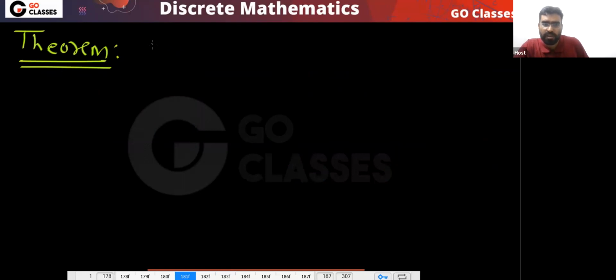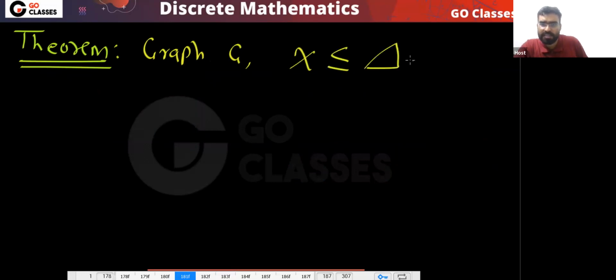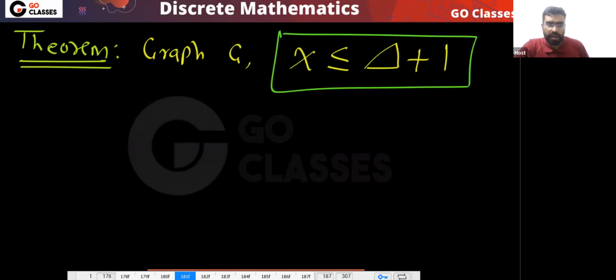This was the theorem that if you have a graph G, then the chromatic number will be less than or equal to the maximum degree plus 1. Okay, this is the theorem. And the graph can be anything, any graph, need not be a star graph. For every graph, the chromatic number will be less than or equal to delta plus 1.